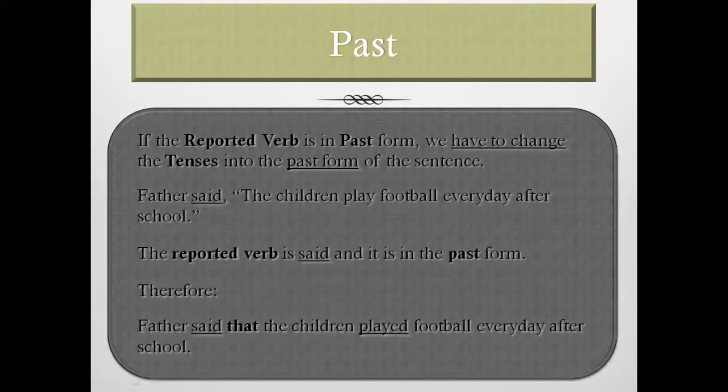But if the reported verb is in the past form, then we have to change the tenses into the past form of the sentence. For example, Father said the children play football every day after school. Said is the reported verb in the past form. Therefore, we have to change the whole sentence into the past. Because the direct speech is in the present, we change it into the past. It becomes Father said that the children played football every day after school.